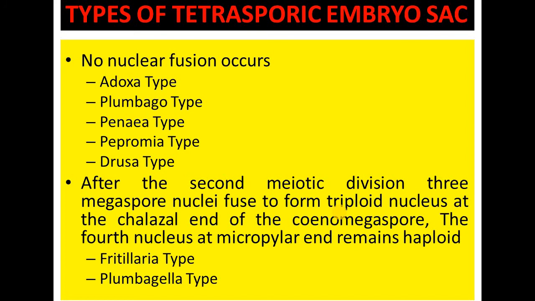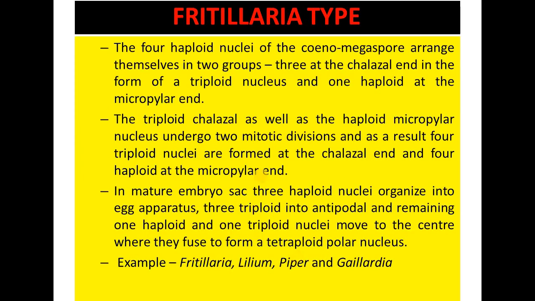4 haploid nuclei are there, but the 3 haploid nuclei present at the chalaza will combine to form a triploid structure, and the one present at the micropyle will remain haploid. So 2 types are there in this process: Fritillaria type and Plumbagella type. In our BSc Botany syllabus, we have to talk only about the Fritillaria type of embryo sac. So now we will discuss that.